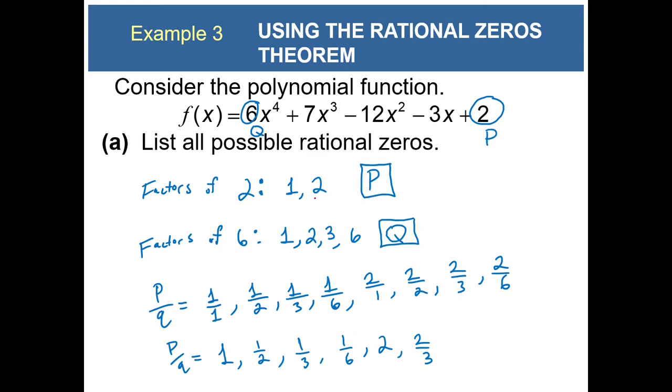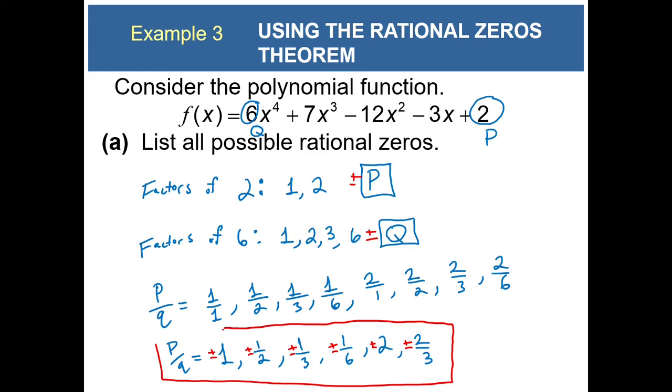But remember, p can be positive or negative, and q can be positive or negative. So we have to make sure we put a plus or minus in front of each of these factors because they could possibly be positive or negative. So don't forget when you're using the rational root theorem to put a plus or minus in front of each possible rational root.